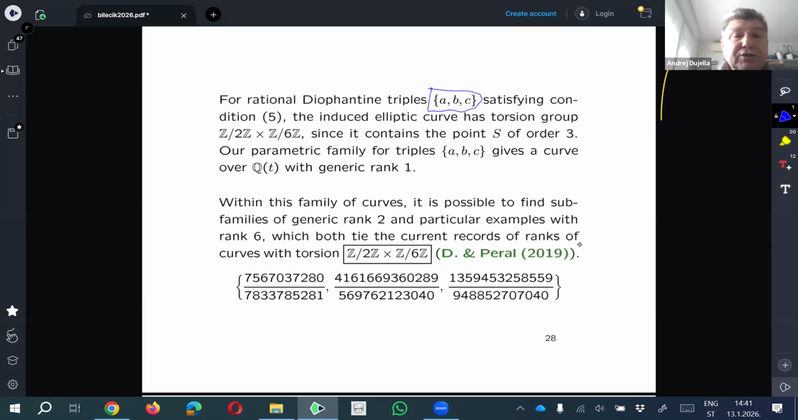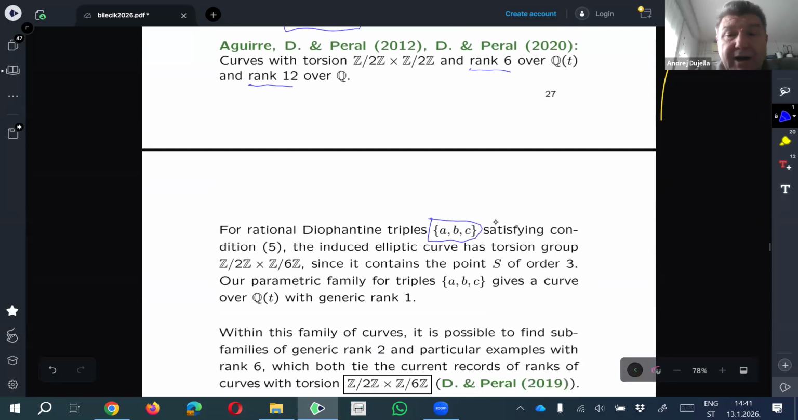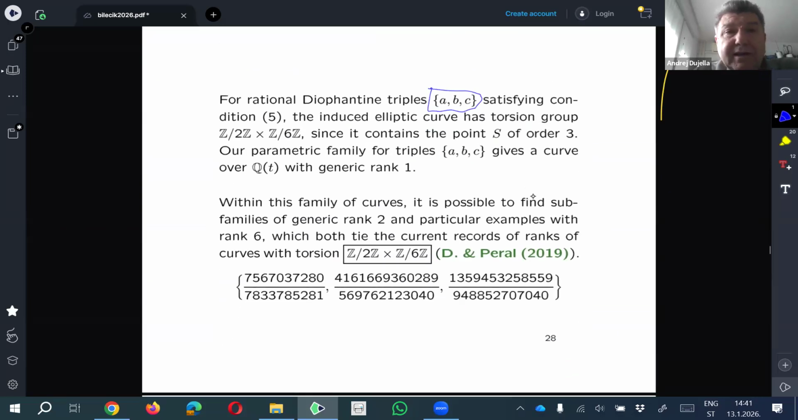A, B, C. It looks like a bad choice. Why? Because S here is not of infinite order. In this case, S is of order 3 by construction. Also for this triple A, B, C, the additional points are D, E, and F. And all these points, D, E, and F, are obtained as some combination of points P and S. So they are certainly dependent. So altogether, we don't get anything better than rank 1.